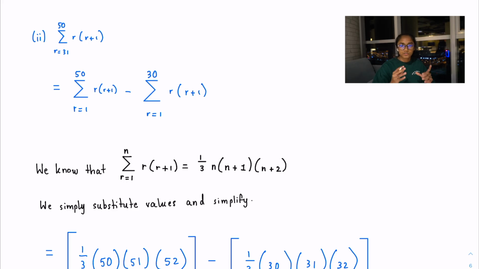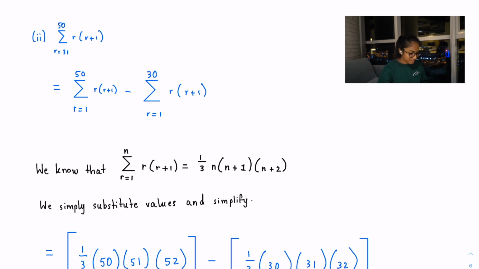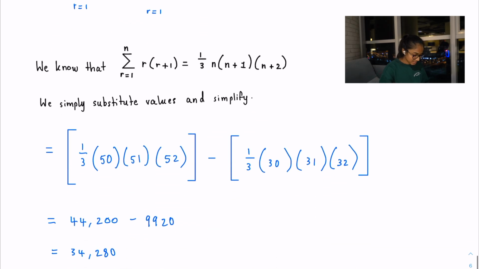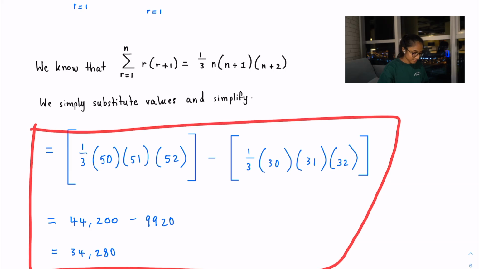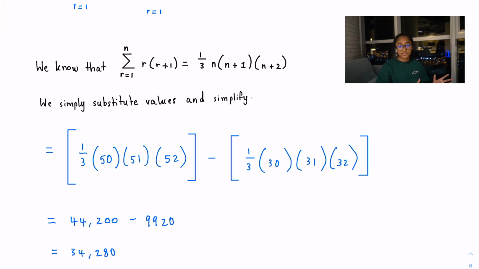All we need to do is substitute the values. So now that we have r is equal to 1 on both sides, we can simply substitute 50 and 30 into this and subtract them, because we already proved it before that this is equal to this, and that's what we had to do. So when we substitute the values for 50 and 30 into this, we get a result. So simplify this, you can just plug this in your calculator, get the answer, and that's it.